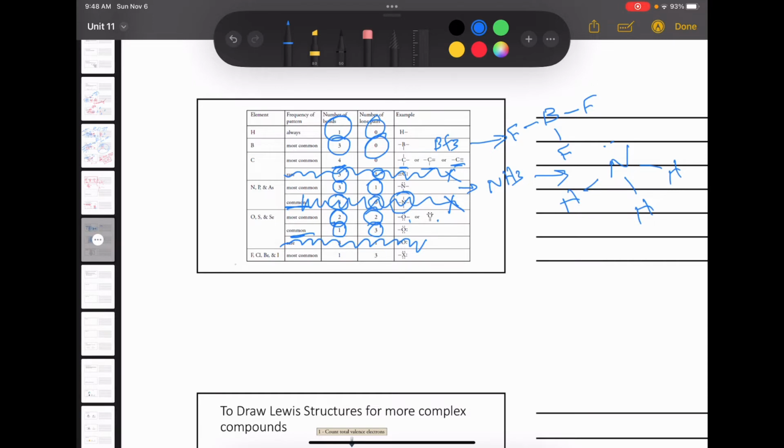For the halogens, fluorine, chlorine, bromine, and iodine, there is always the possibility of forming 1 bond and 3 lone pairs, just like how we see here. And we looked at that when we did the F2.